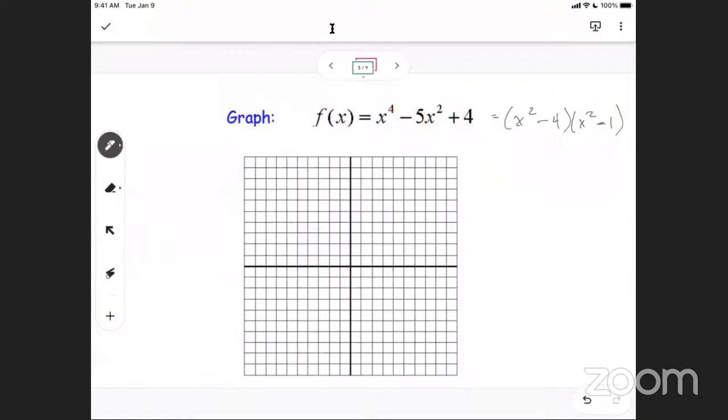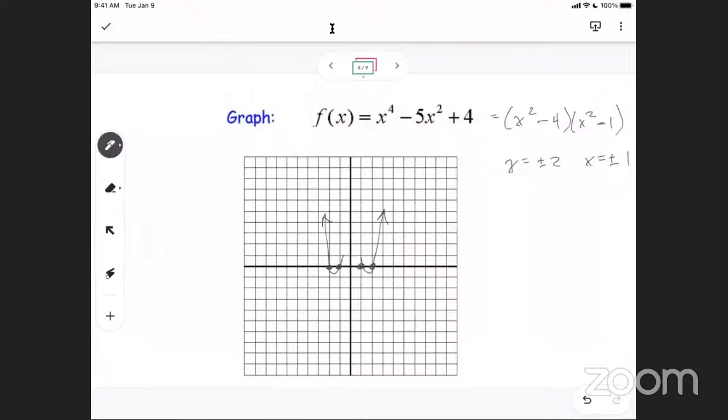So this means, look how nice this is. My zeros are x equals ±2 and x equals ±1. So I actually have all of these zeros, 1, 2, 3, 4. And the end behavior is up and up. And there's no bouncing. So you know it's going to do this. Something like that. You don't know how high it's going to go in the middle here.